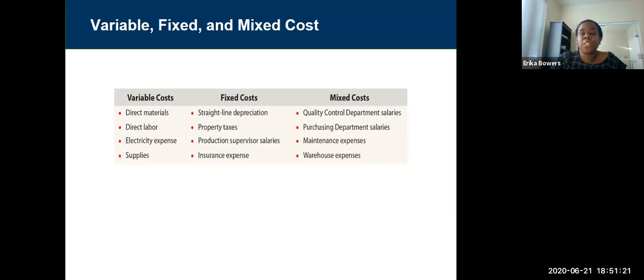So variable cost, fixed cost, and mixed cost. Mixed cost is the mix between two. What mixed cost is, you have a variable piece and a fixed piece. The best way that I can explain it is when cell phones used to be priced this way. You had a flat rate for so many minutes, and every minute over that you had a per unit rate. So that's a mixed cost. It has a flat portion or a fixed portion plus a variable portion.